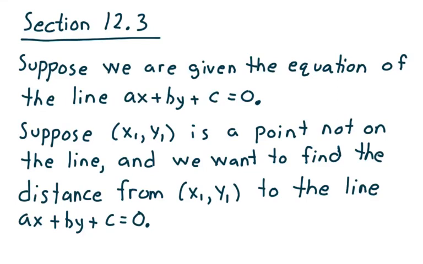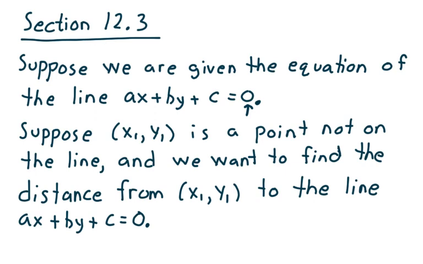This is a video from section 12.3 and it's based off the lecture notes. Suppose we are given the equation of the line ax plus by plus c equals 0. And if you notice how this line is written, 0 is on one side of the equation and ax plus by plus c is on the other side. That's going to be important.